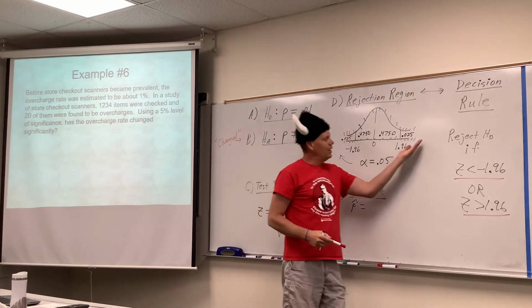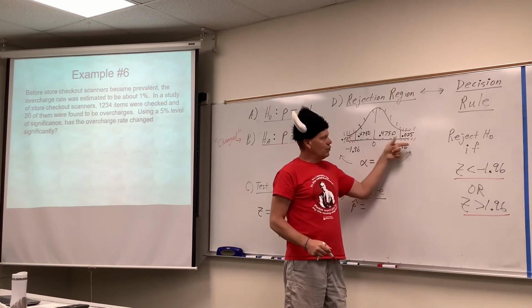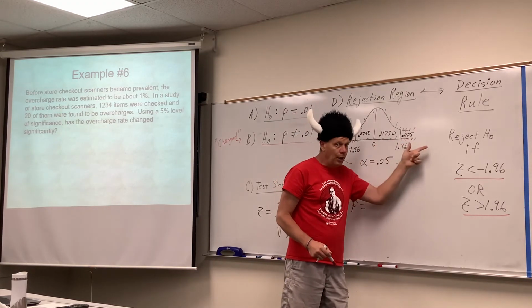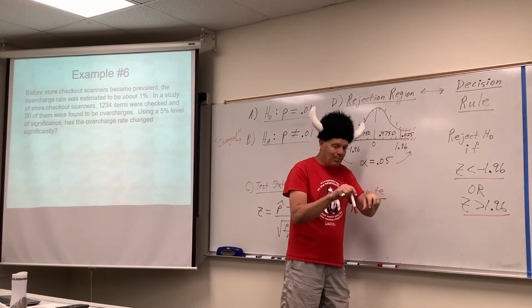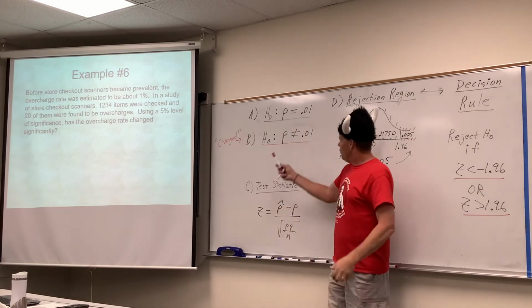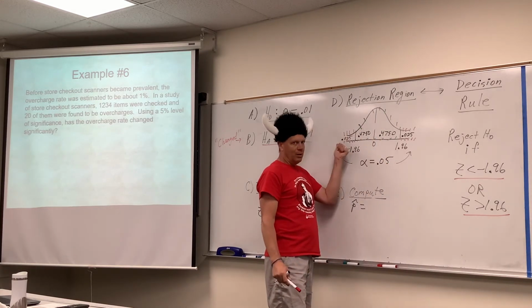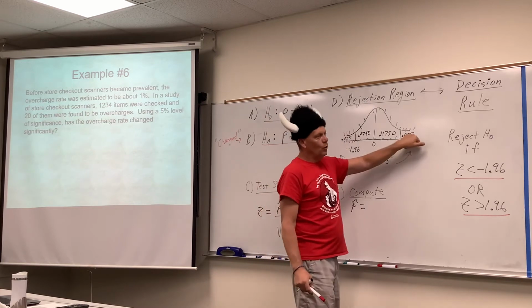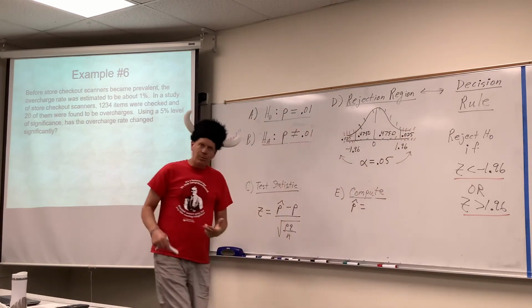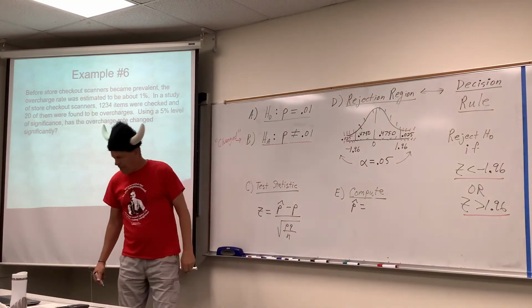If we land up here, wouldn't that upper tail tell us that customers are being overcharged more than they used to be when we had manual cash registers? That's the idea. Either way, changed. It's either changed for the better, we're overcharging people less than we used to, or it's gotten worse. We're overcharging people more than we used to. That opens up both possibilities.